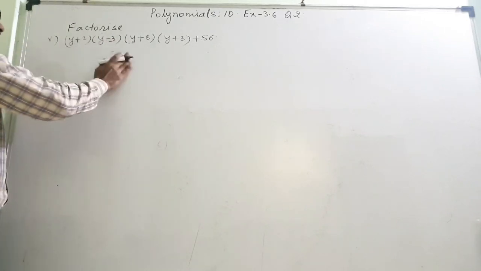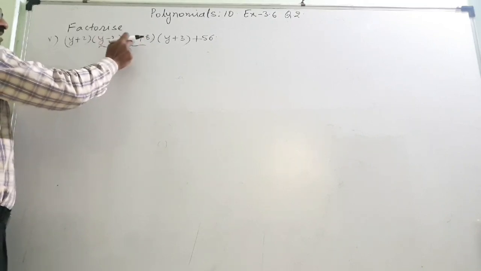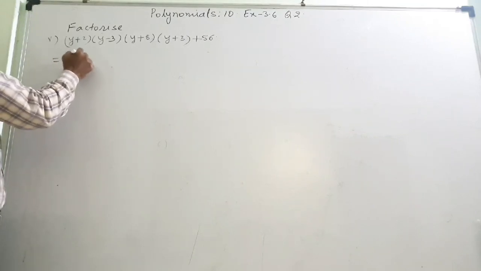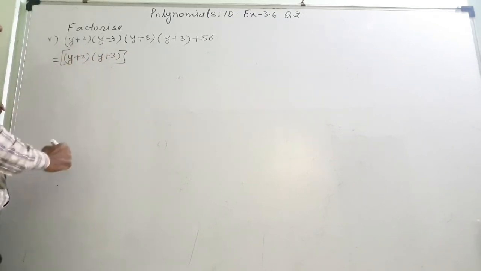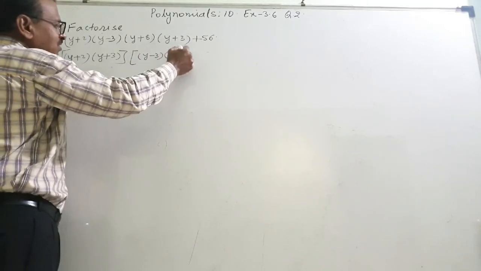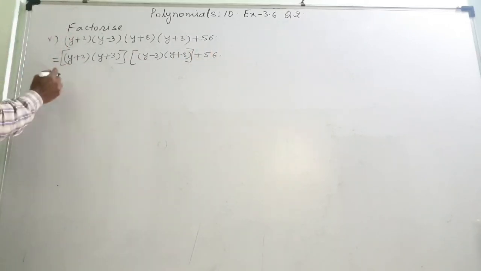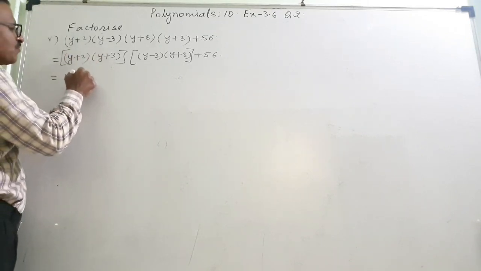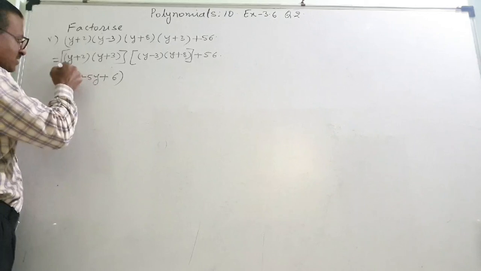If I take the group of these two, then it will be y square plus 5y minus 24. So the group would be like this: y plus 2 and y plus 3 will be one group, and for this y minus 3 and y plus 8, plus 56. If I now solve this, it will be y square, 2 plus 3 is 5, 5y plus 6. This is the first group.